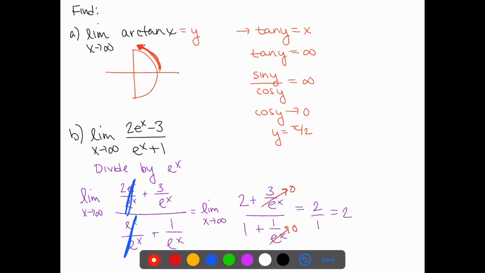Now when we plug the infinity in, our numerator becomes 2 plus 3 over e to the infinity, and e to the infinity goes to infinity. So once again we have that finite number, the 3 over infinity, and that goes to 0. And then on the bottom something similar happens. We've got a 1 plus 1 over infinity, so 1 plus 0, and I'm just left with 2 over 1, or 2.